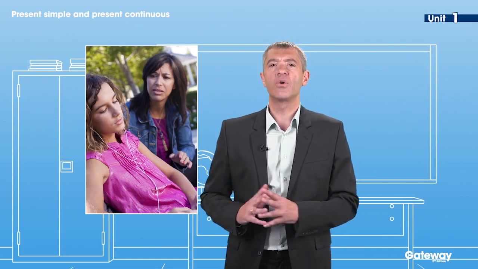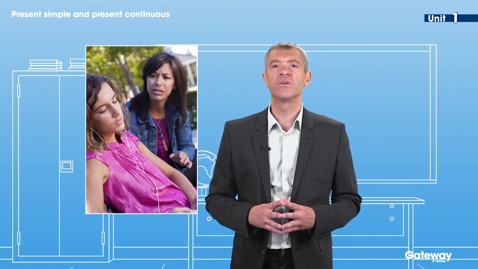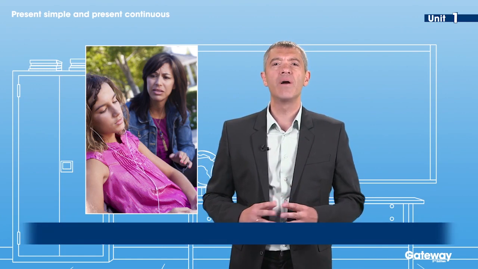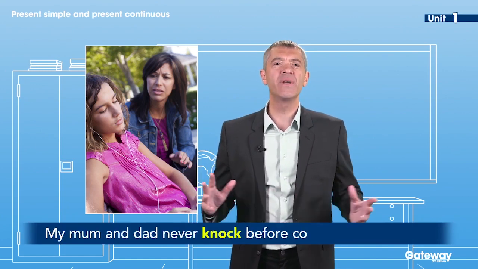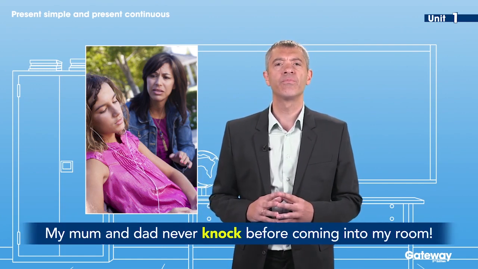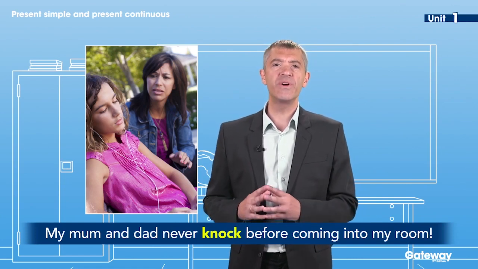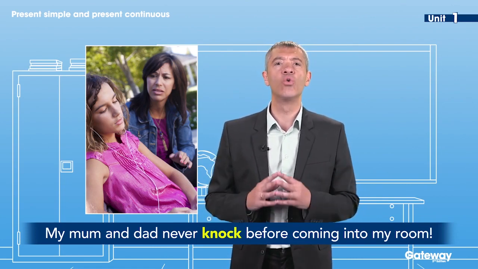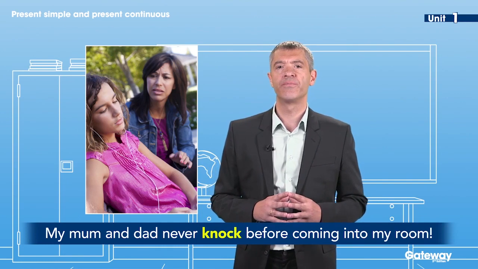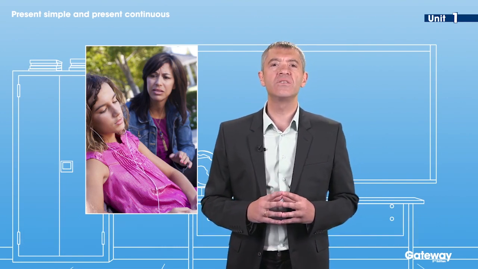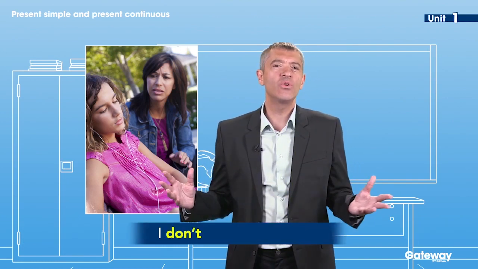Here's another thing Zoe says about her parents. She says, "My mum and dad never knock before coming into my room." In this case, the present simple is for regular or routine actions. In the end, Zoe says, "I don't know what to do."